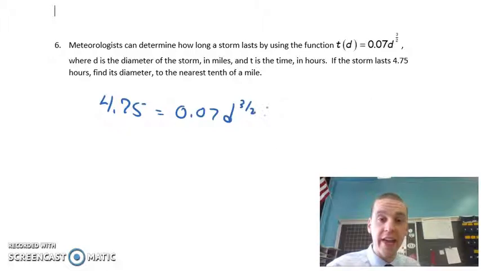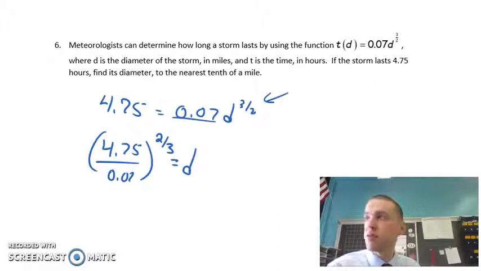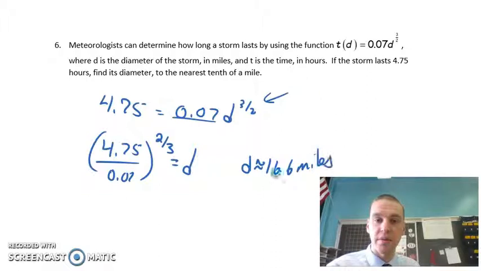The fact that our exponent is not the variable. So please make sure of that. You do not use logs. 4.75 divided by 0.07 equals d to the 3 halves. What are you going to raise it to? The 2/3. So realize that. Please do not think it's just automatically logs. When you do not have the exponent raised to a variable, you do not use logs. Use the exponent rules. And d is then approximately 16.6 miles long.